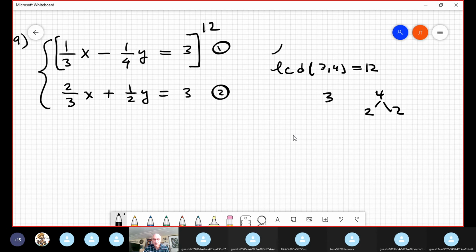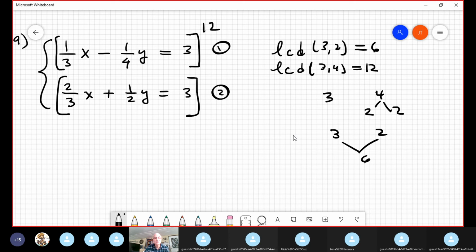The least common denominator between 3 and 2 is obvious, 6, because 3 is 3 and 2 is 2. Both are prime, so you take both as 6. You multiply the entire equation number 1 by 12, and you multiply the entire equation number 2 by 6.